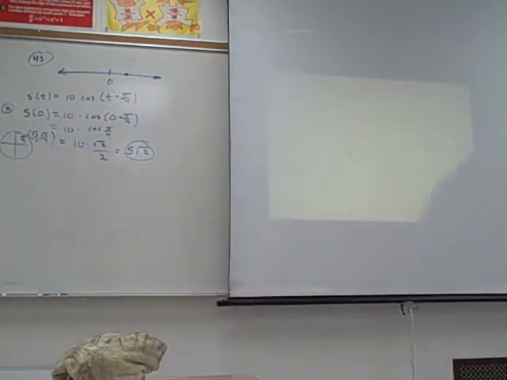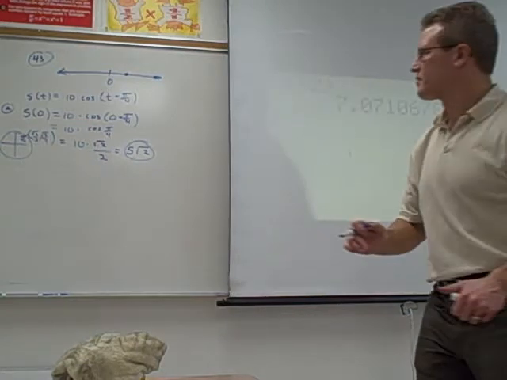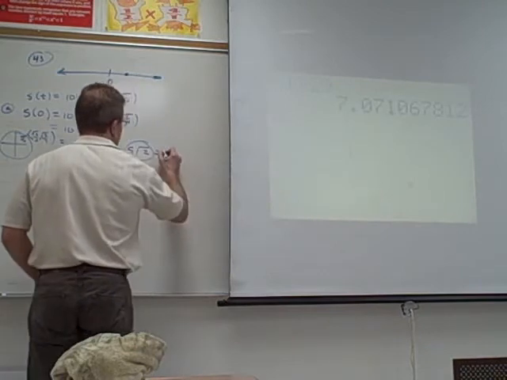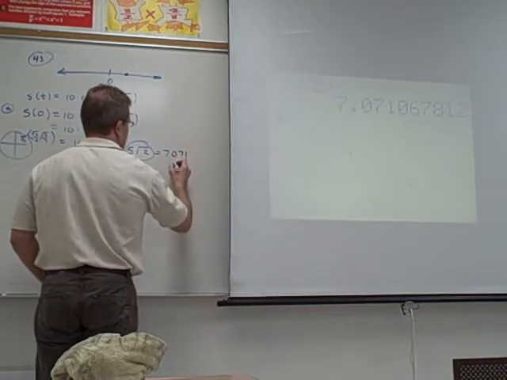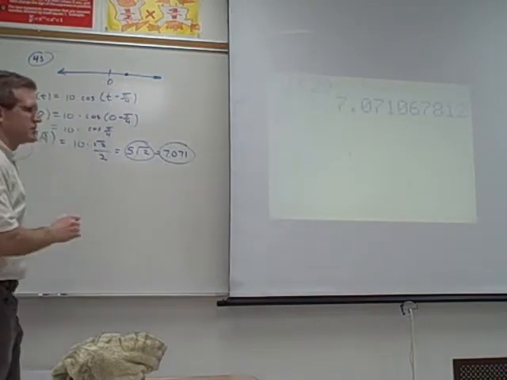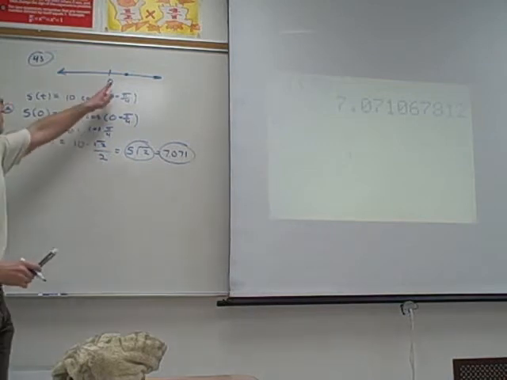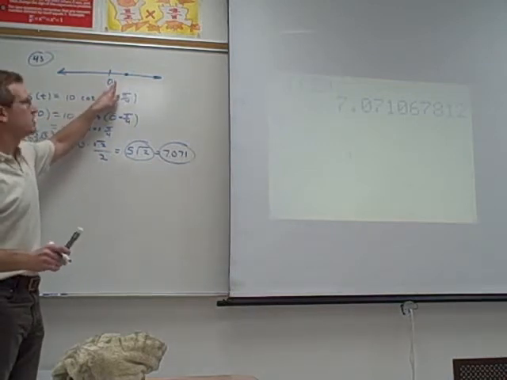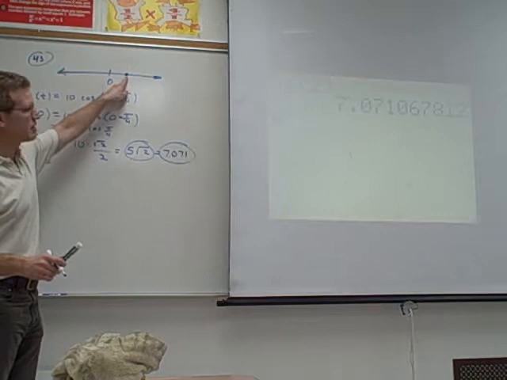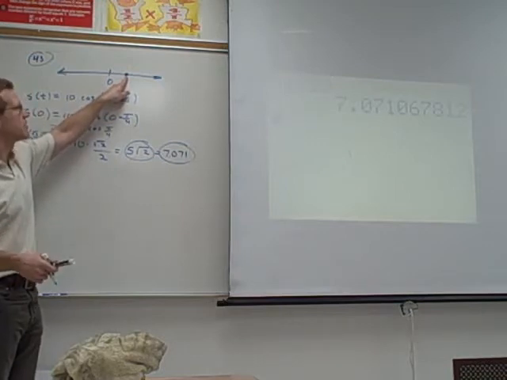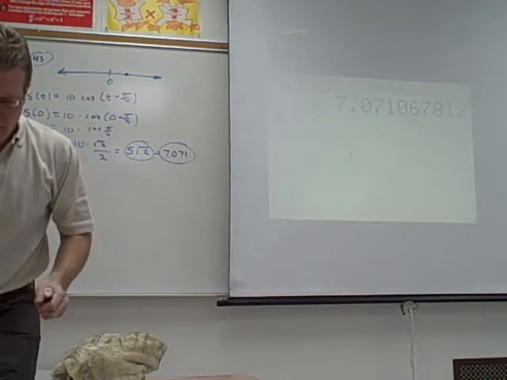Now as a decimal, let's just figure out what that would be. 5 square root of 2 is 7.071. That's its position. So it's 7 units to the right of 0 when it starts. It starts to the right of 0. Okay, it doesn't say that it's 7 meters, 7 feet, 7 inches, whatever, but it's 7 units to the right.